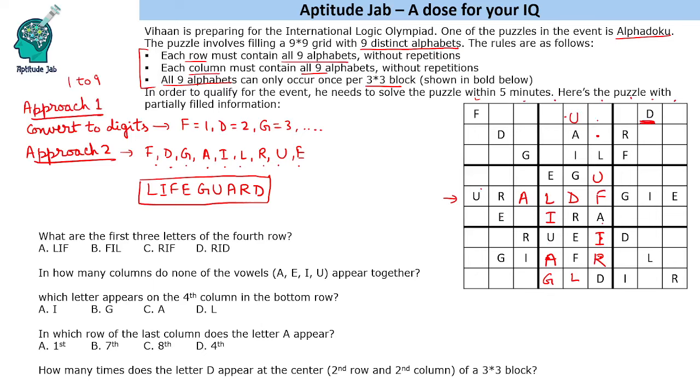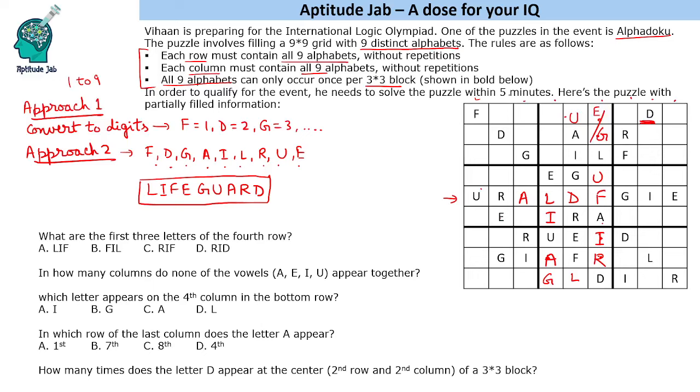Now we have two elements missing here. We have L, I, F. E is missing. Then G is also missing. So we have E and G that will come in these two places. Right? We cannot fill it as of now.